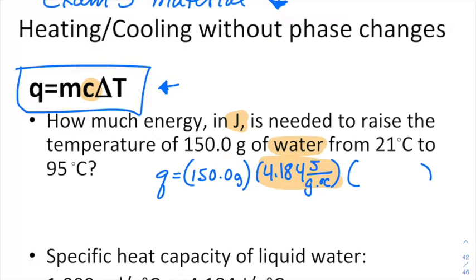All right, so our change in temperature, we went from 21 to 95. So we have 95 degrees Celsius minus 21 degrees Celsius. So again, our change in temperature is always final minus initial.